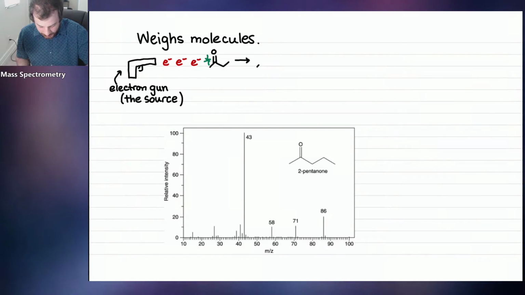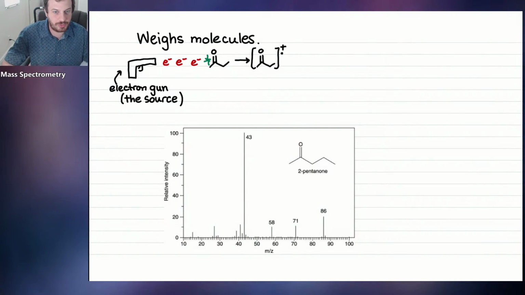And then after the molecule is hit with the electron, it loses an electron. One gets knocked out, and so it gains a positive charge. Obviously, if a molecule loses an electron, it's going to become positively charged. And so we indicate that by putting this molecule in brackets, and the plus sign indicates that it has a positive charge, and this little dot shows that it's lost one electron. Okay, that's all great. How is that going to help us weigh the molecule?